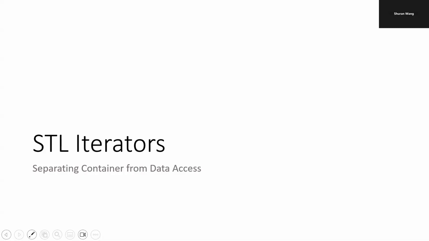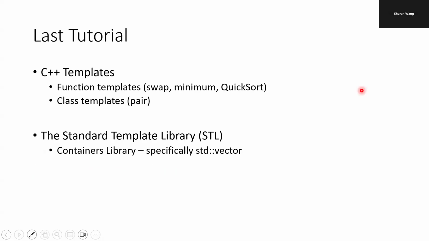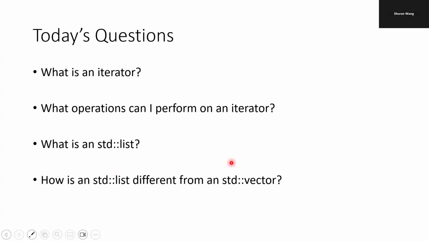Okay, so this is the second tutorial for ECE297. And this time we'll be continuing with STL. Last tutorial, remember we covered C++ templates and part of the STL library, which is part of the containers library, vectors. And today we're going to see iterators.